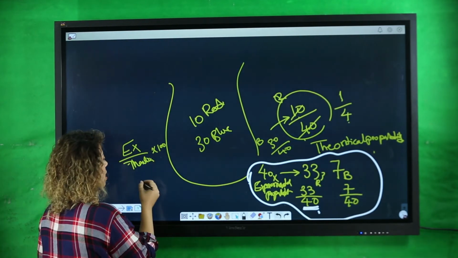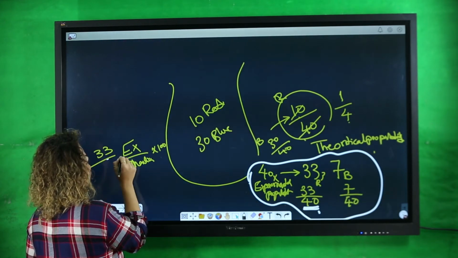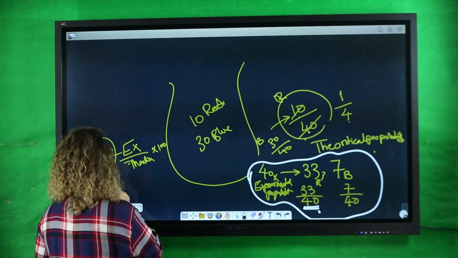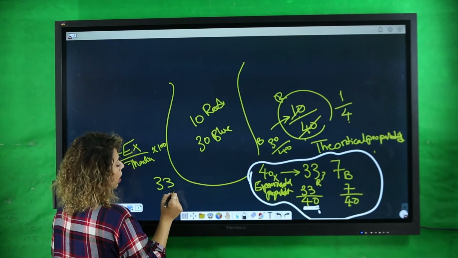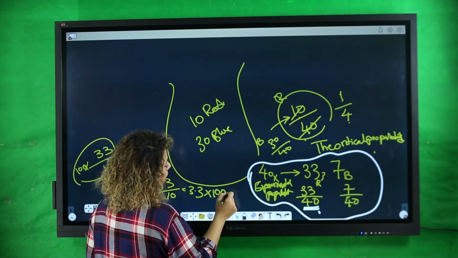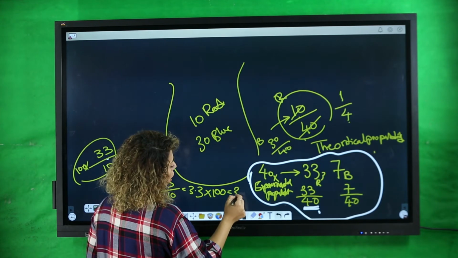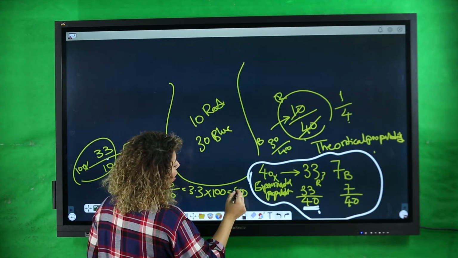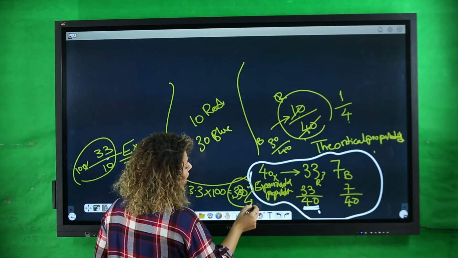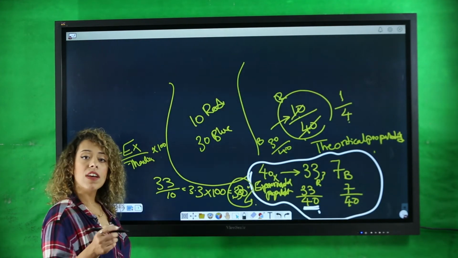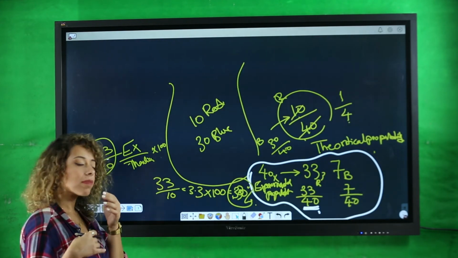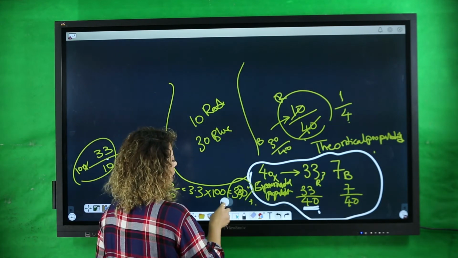Which in our case is 33 over 10 times 100, which will be 33 over 10 is 3.3 times 100, which is 330%. This is my probability of having red, theoretical versus experimental. Again, how did we get this? Let's do it again.